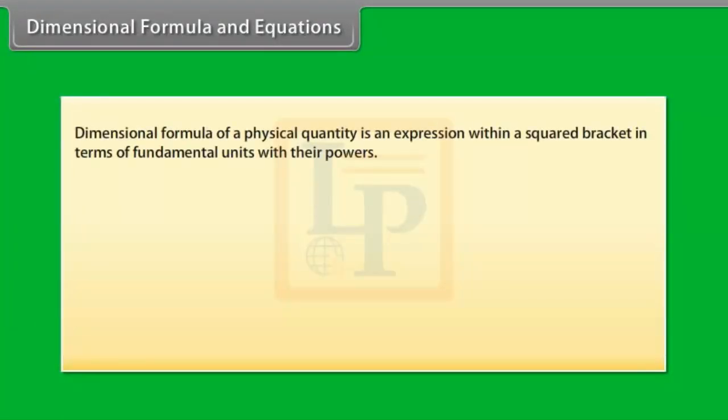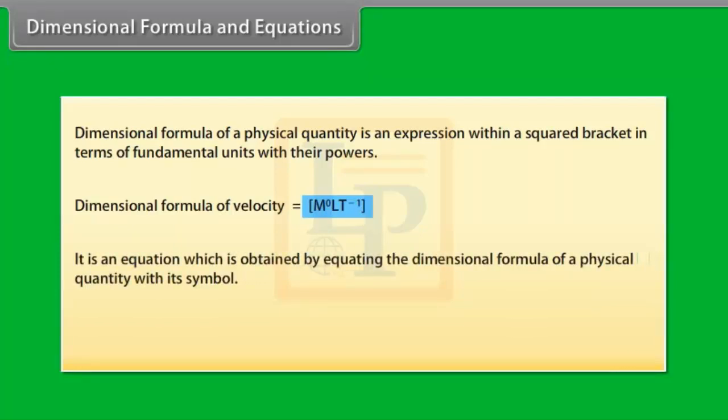Dimensional formula and equations. Dimensional formula of a physical quantity is an expression within a square bracket in terms of fundamental units with their powers. Let us take an example. Dimensional formula of velocity is equal to [M^0 L T^-1]. A dimensional equation is obtained by equating the dimensional formula of a physical quantity with its symbol. Let us take an example. Dimensional equation of velocity is V equal to [M^0 L T^-1].